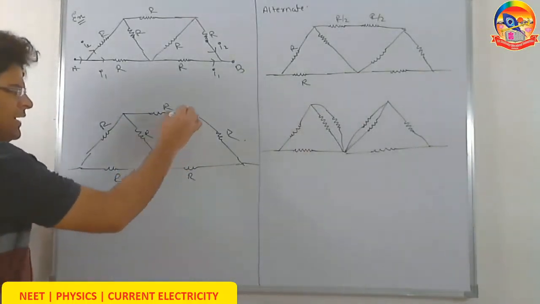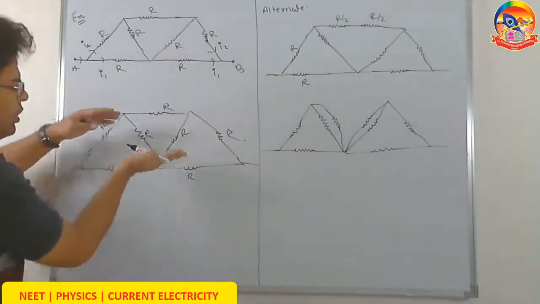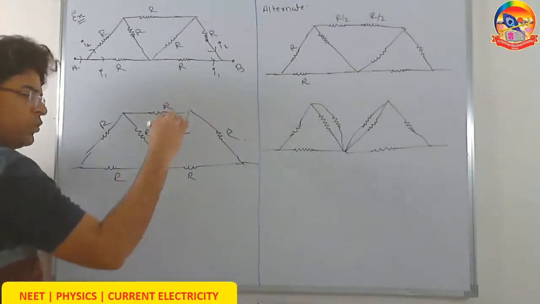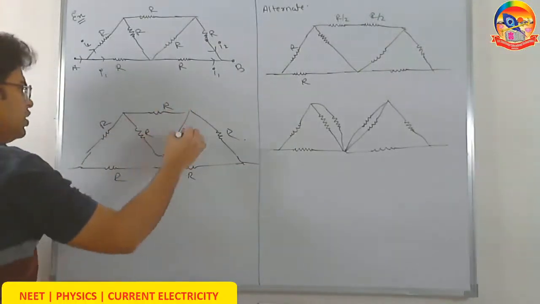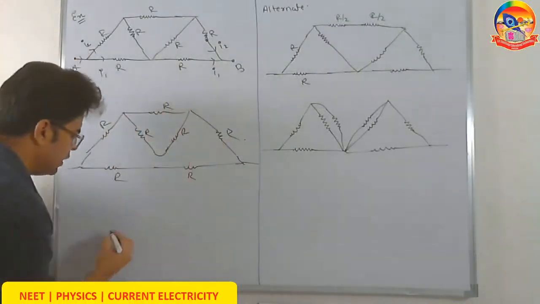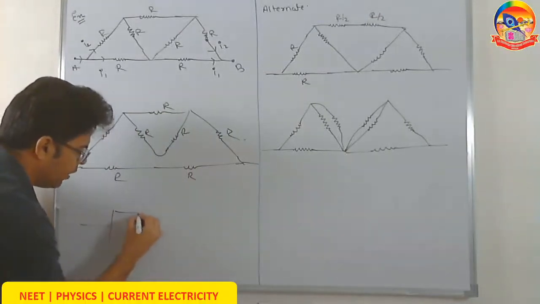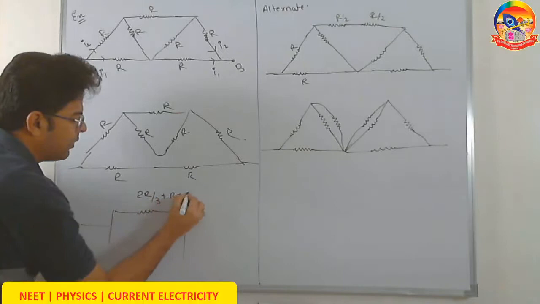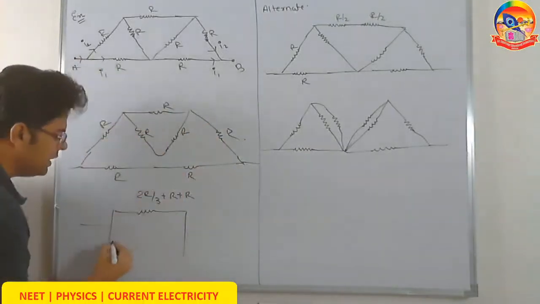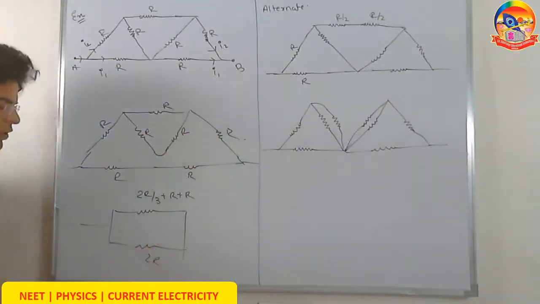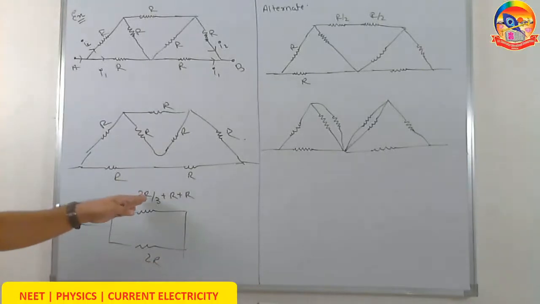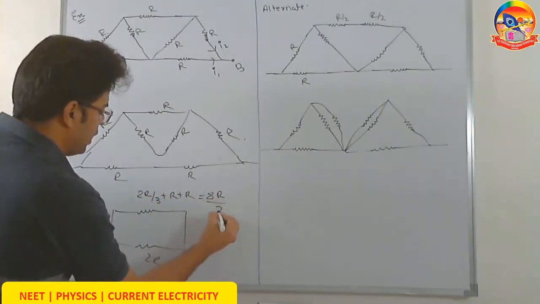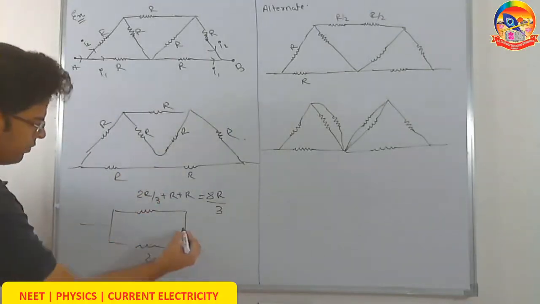These are 2R in series, so that becomes 2R. 2R parallel R gives you 2R into R by 2R plus R, that becomes 2R by 3. 2R by 3 plus R plus R. So this upper line is now 2R by 3 plus R plus R. And the lower line is 2R. So this upper line becomes 2R by 3 plus R plus R, that is 8R by 3. And the lower line is 2R, you can find their equivalent.